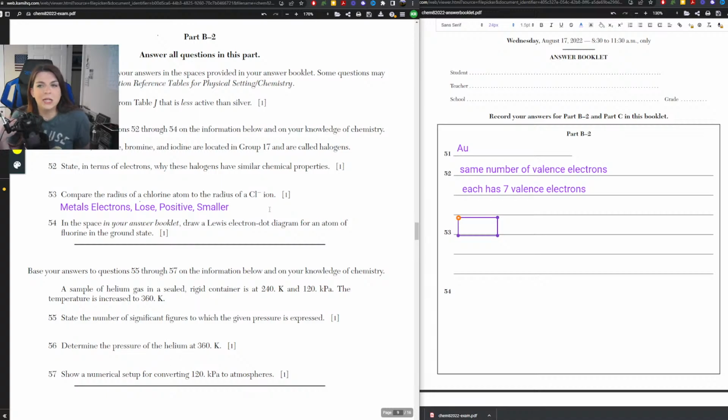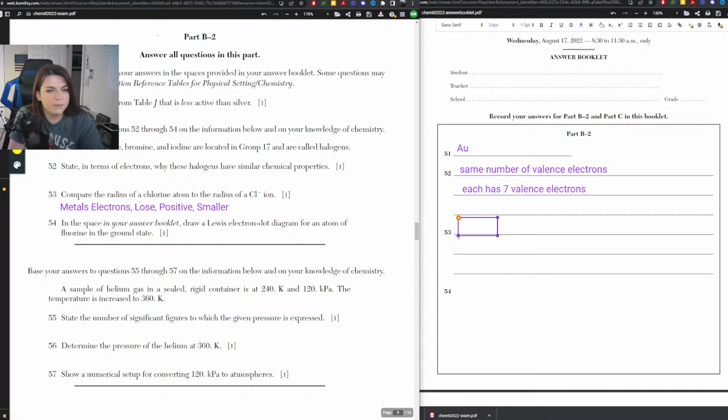Nonmetals, when they gain electrons, the electron comes into the valence shell, and all those extra electron repulsions from the added electron are going to make the atom expand out a little bit bigger. So for 53, the chlorine ion is going to be larger than the chlorine atom. They don't ask why, so don't give them an explanation, because if you explain it wrong, then your answer is wrong.